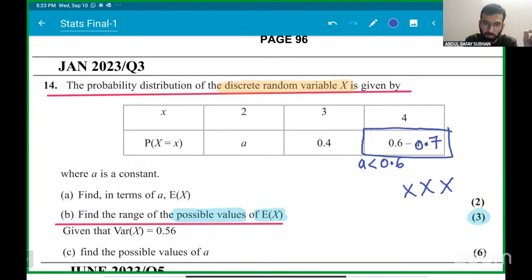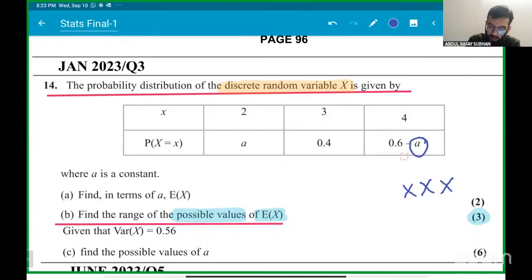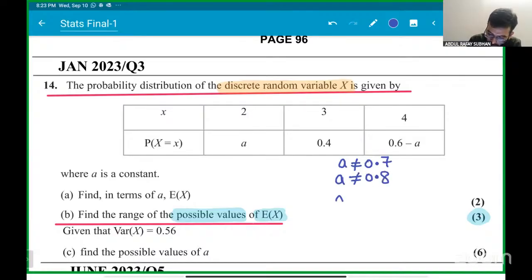I repeat my point, students. Probability can never be negative. So because the probability can never be negative, a value cannot be 0.7. A value cannot be 0.8. A value also cannot be 0.9. Everyone agrees with me? Okay. Is everyone agreeing? Because if the value of a is greater than 0.6, then the answer will become negative. This is not possible. So the value of a will be something less than 0.6.